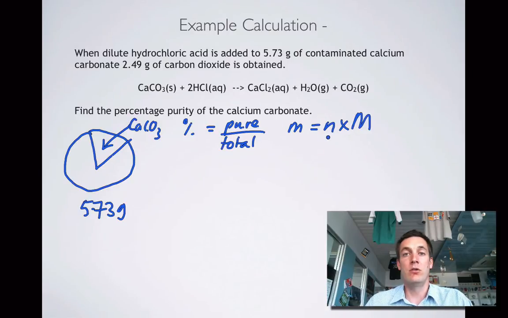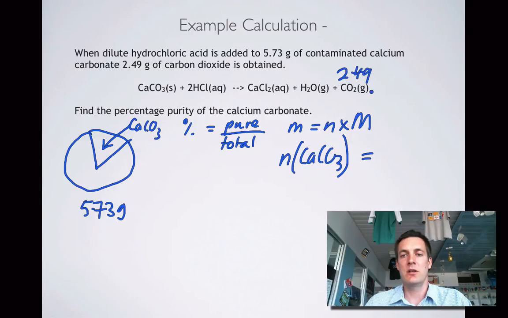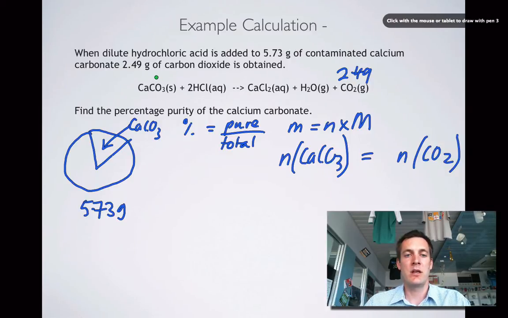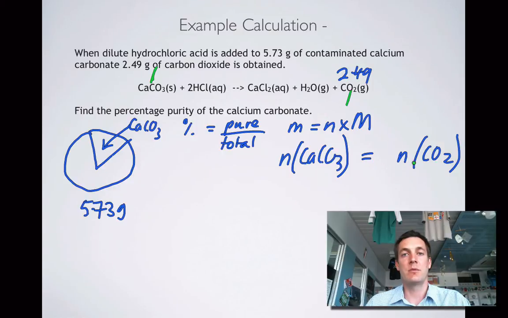Do I know what the number of moles of calcium carbonate is? Well, no, not at the moment. But the number of moles of calcium carbonate surely is related to this other substance that we're told about: 2.49 grams of carbon dioxide. So it's related to the number of moles of carbon dioxide. Is that statement true? Is the number of moles of calcium carbonate, which is 1, the same as the number of moles of carbon dioxide? Well, yes, it is actually true. So as soon as I've found the number of moles of carbon dioxide, I'll be able to go ahead and find this, and then I know that, and then I know that, and then I know the percentage.